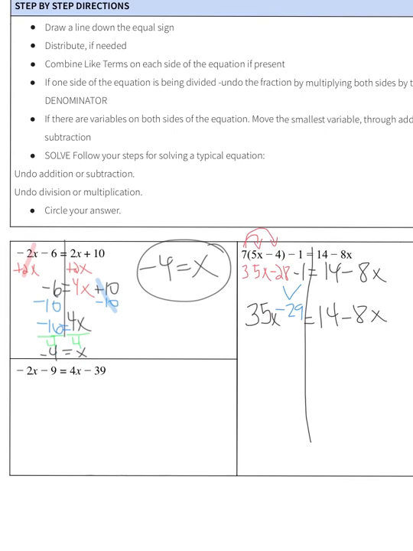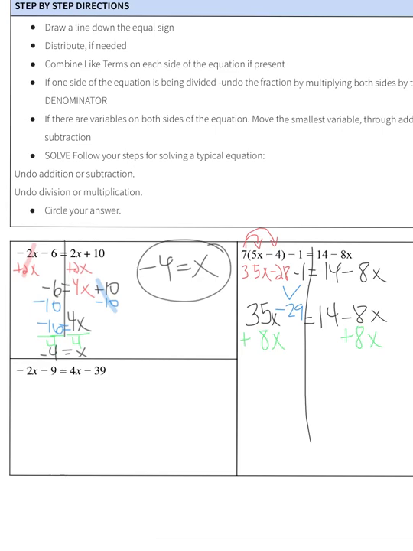Okay, so I look right here and I can see I have a variable here and a variable here. Negative 8x is smaller than 35x, so I'm going to move this over here. In order to do that, I have to do the opposite, so instead of subtracting 8x, I am going to add 8x to both sides. So plus 8x and plus 8x.